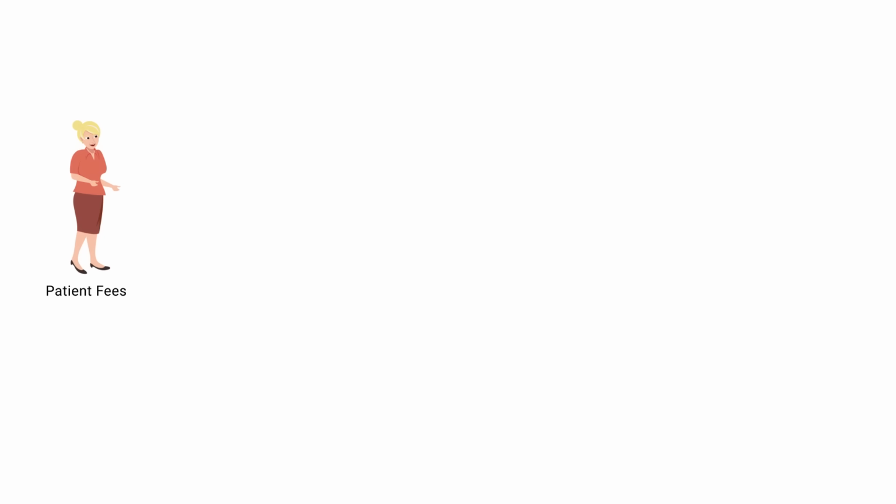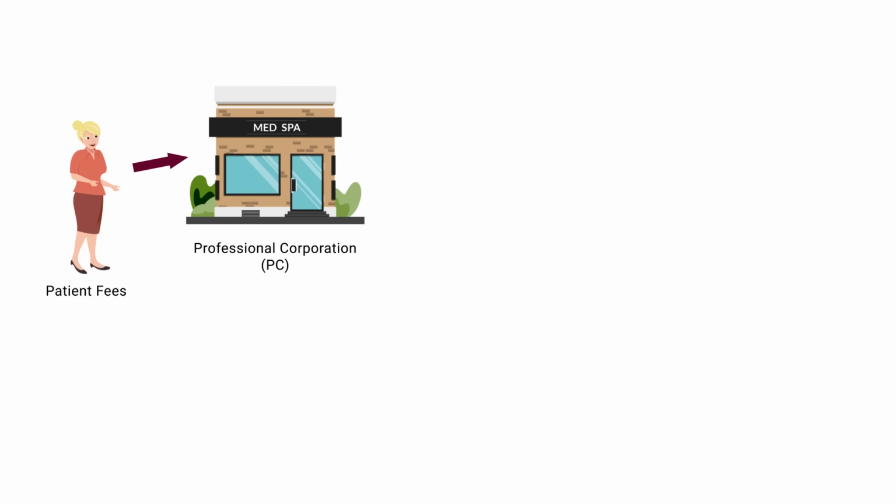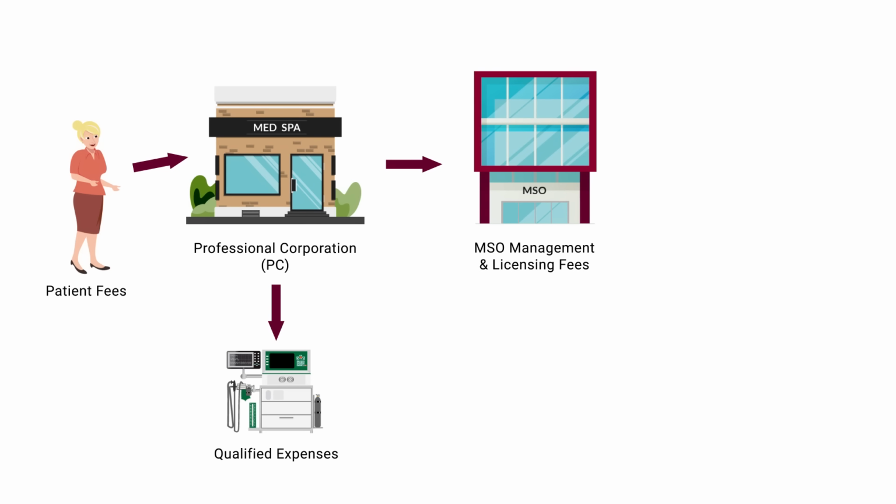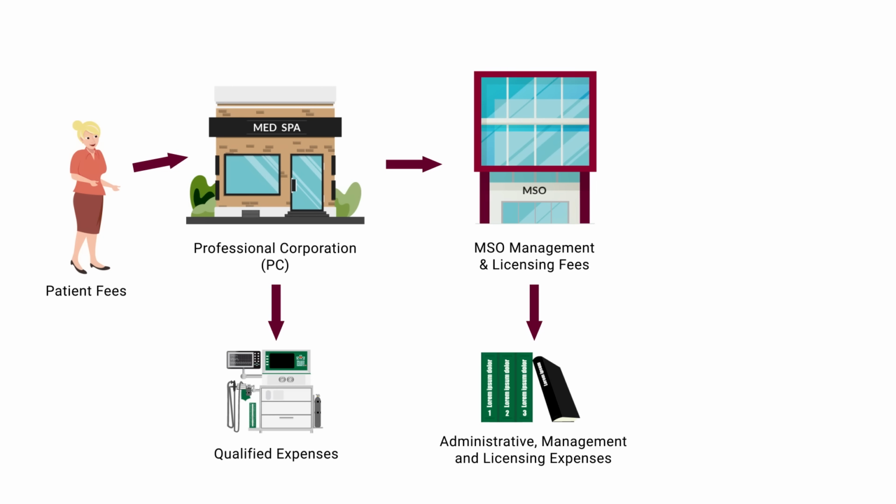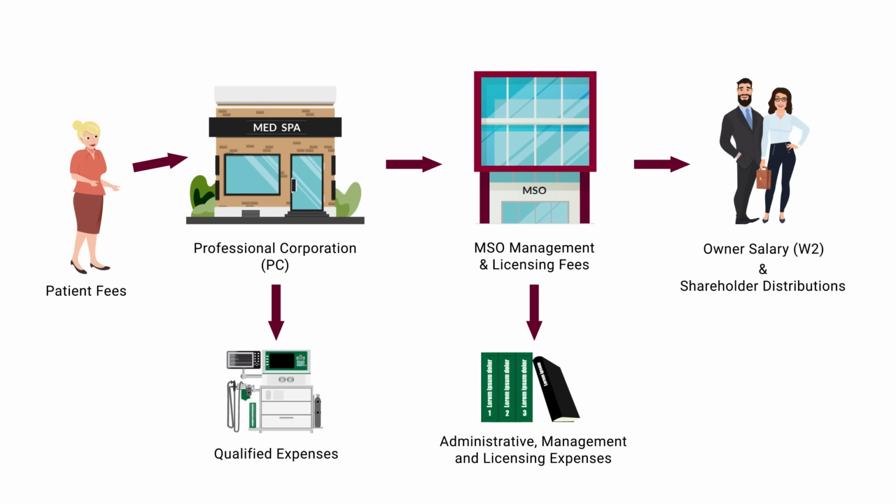As you can see, patient fees flow into the revenue account first. The med spa then uses those fees to pay for eligible expenses. It also pays the MSO for management and licensing services. The MSO uses those fees to pay for the cost of those services. It then pays its owners and shareholders. This is the basic flow of funds of a med spa practice in the context of the MSO-PC model of healthcare business operations.